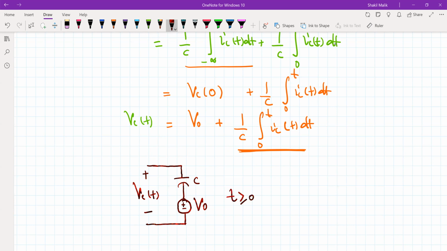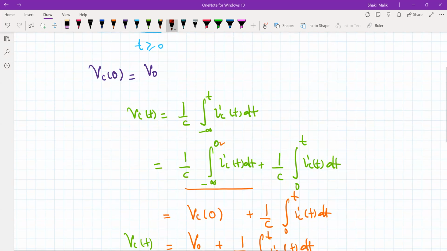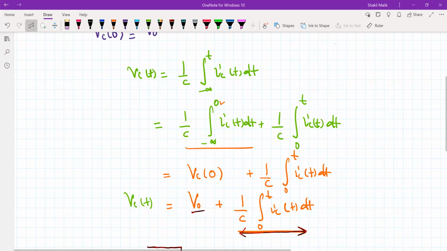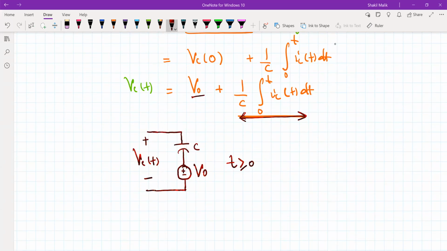So this is the equivalent circuit of the capacitor for t greater or equal to 0 if it has some initial voltage stored in it. So what do we do? We simply replace the capacitor by a voltage source in series with this capacitor, and the voltage in this capacitor is governed by this part of the equation from 0 to t, because we are connecting this source at t equal to 0. So that part is governed by this integral, and the total voltage is V0 plus this part, and the sum will be equal to this Vc of t.